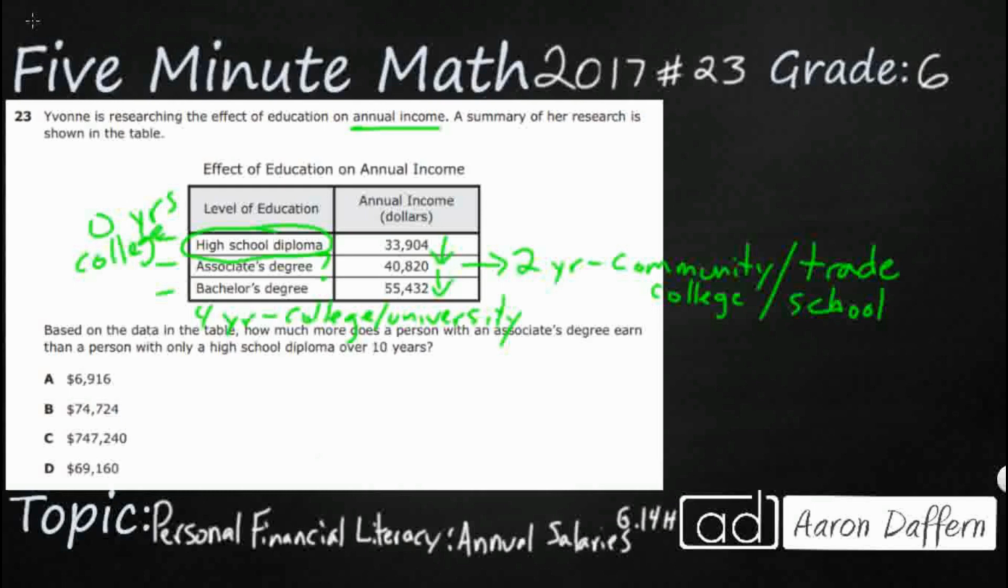So here's our question and what the standard is talking about. What is the effect of your education on your annual income? Well, your annual income actually increases the more education you get, because you get more training, you get more knowledge, and you get more skills.